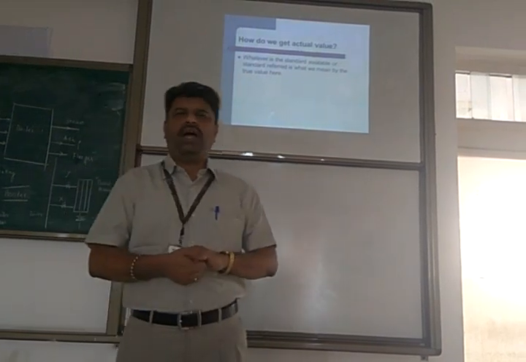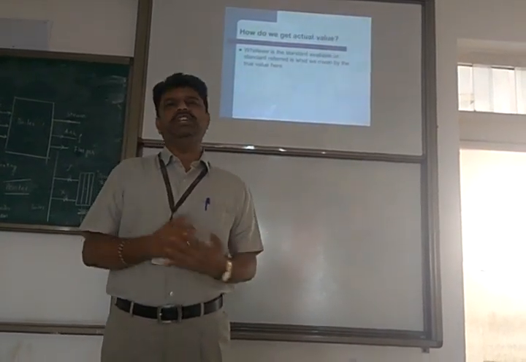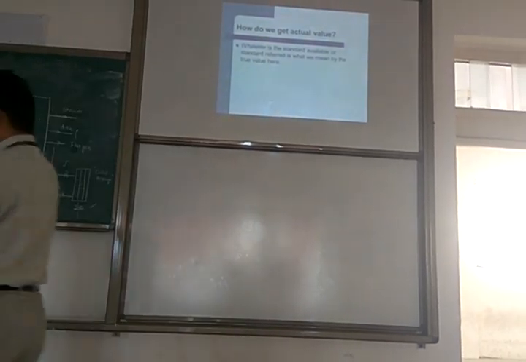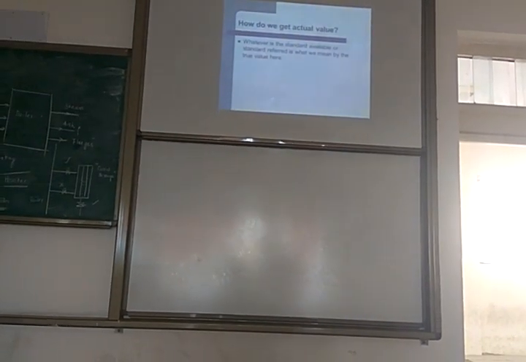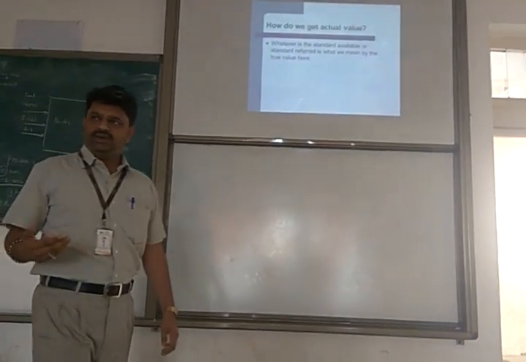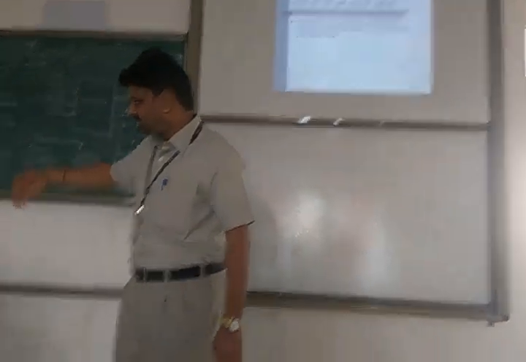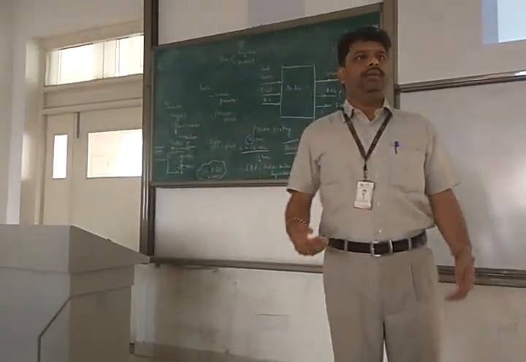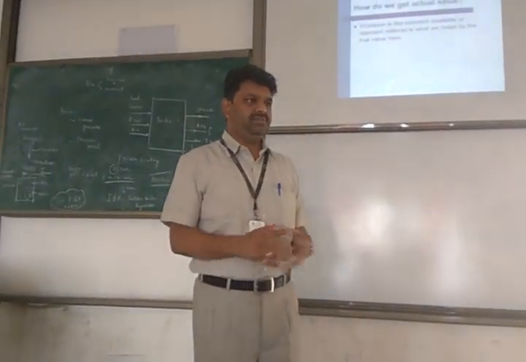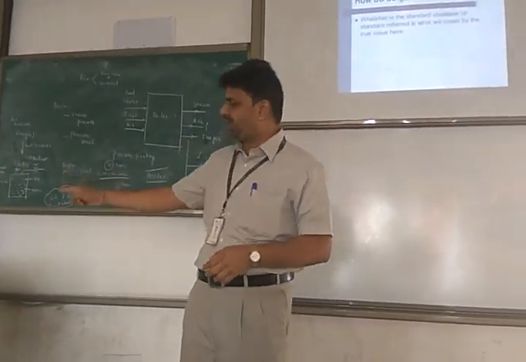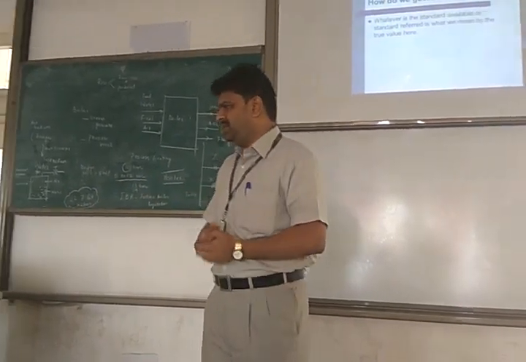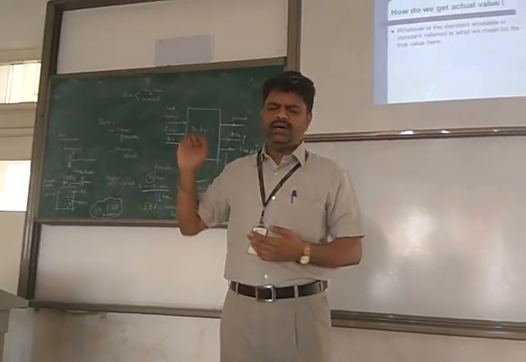Getting an actual value is a tedious job. For example, I want to find out the length of this. I have a device which will measure the width of this, and I get the reading. There is no problem in getting the reading. But how do you get the actual length of this rod?